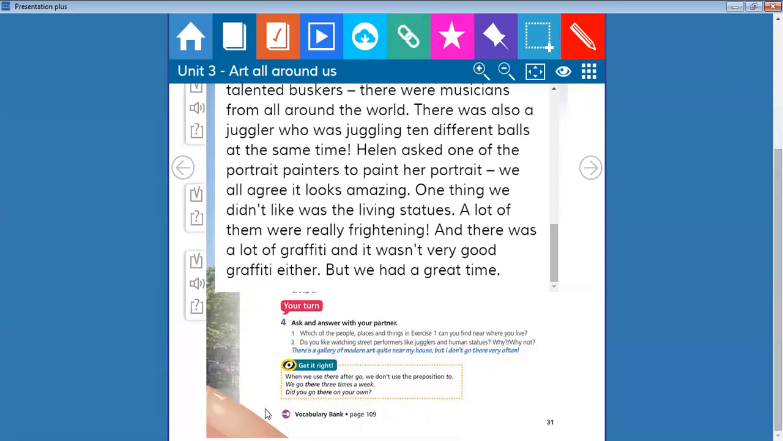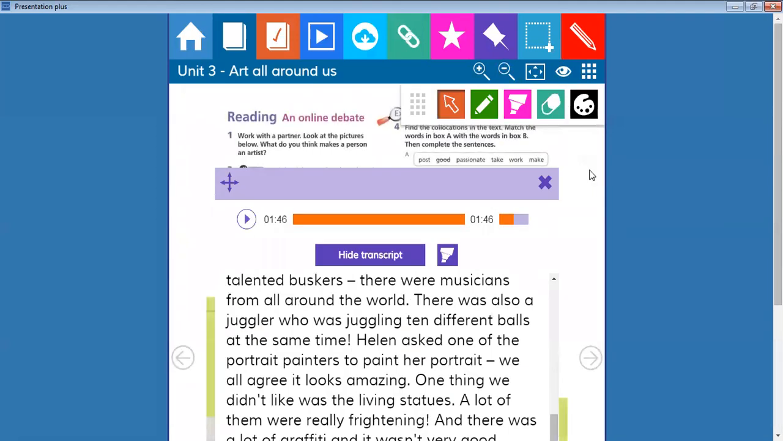Get it right. When we use there after go, we don't use the preposition to. We go there 3 times a week. Okay. Did you go there on your own? This is the question. You have this in your book, page number 32. Now here we have another exercise.